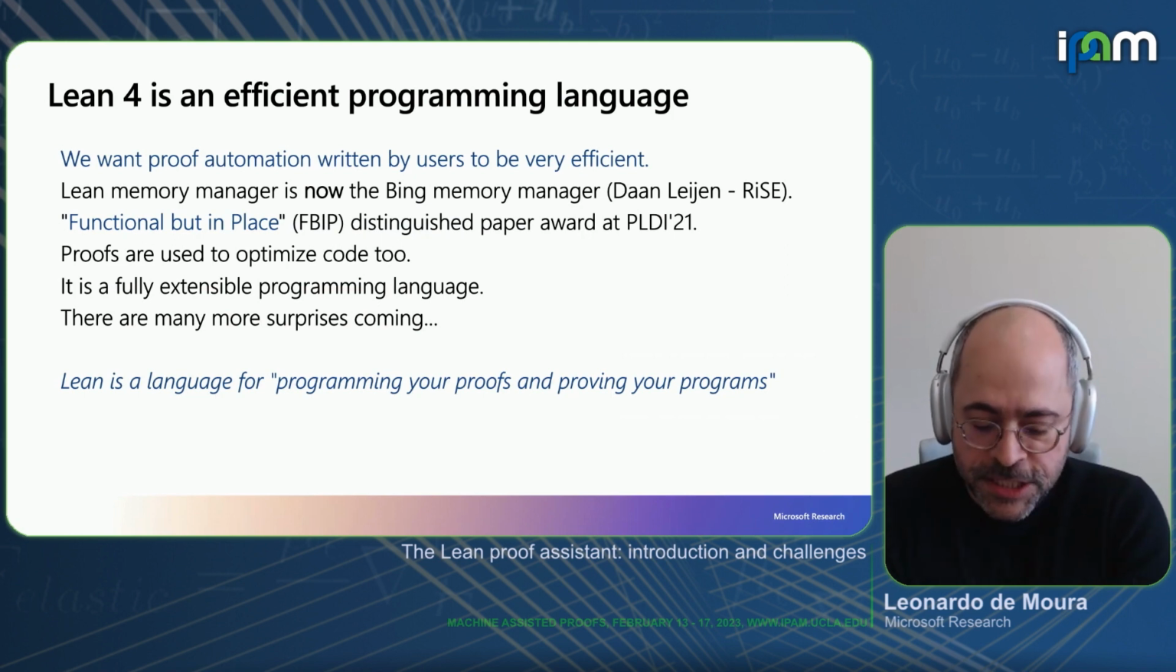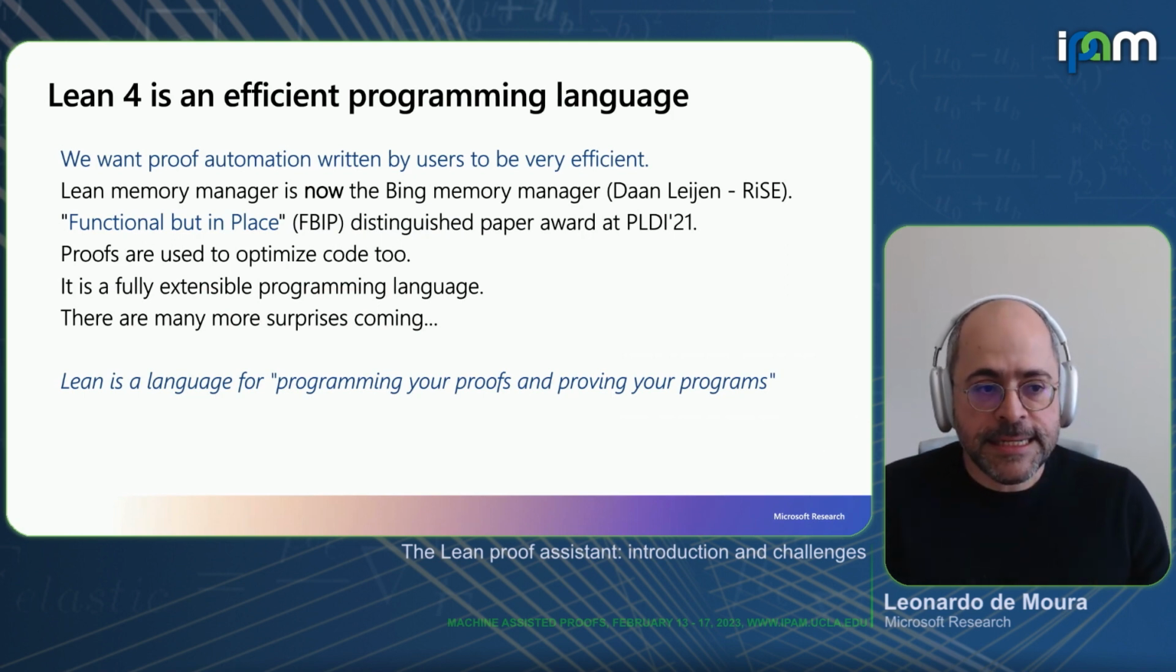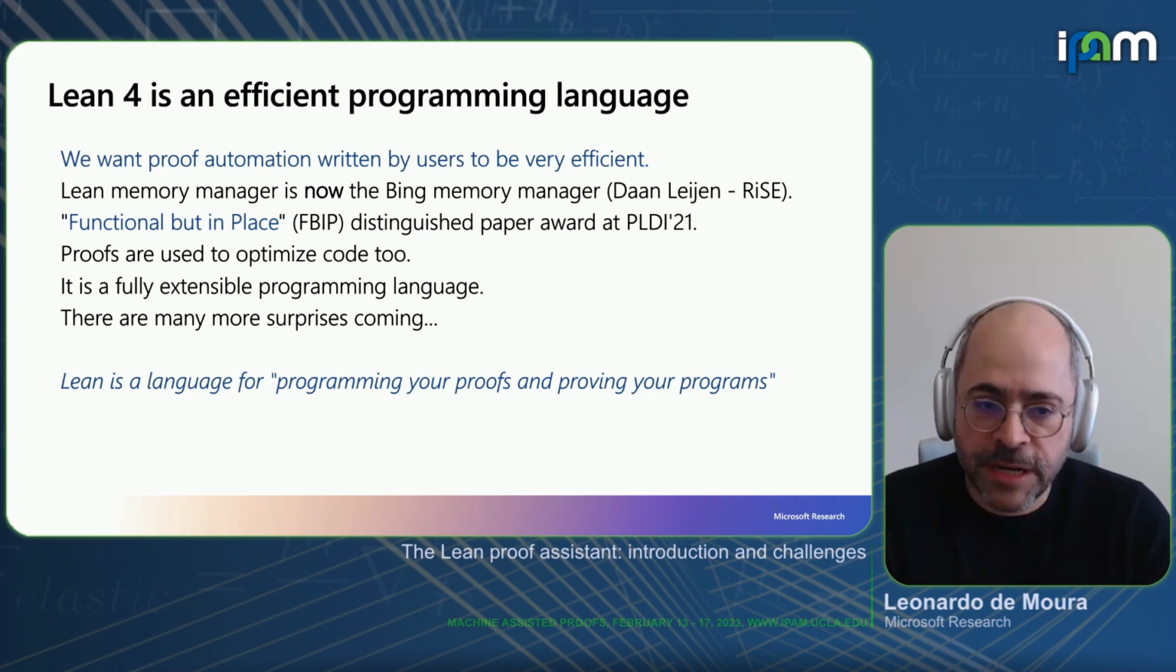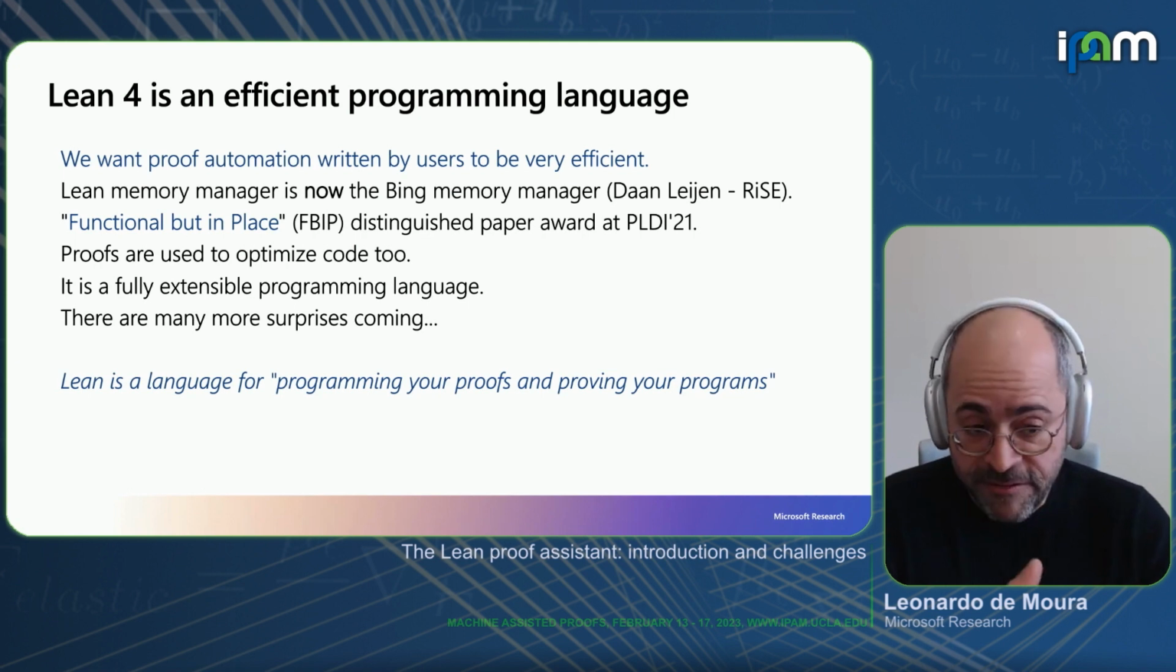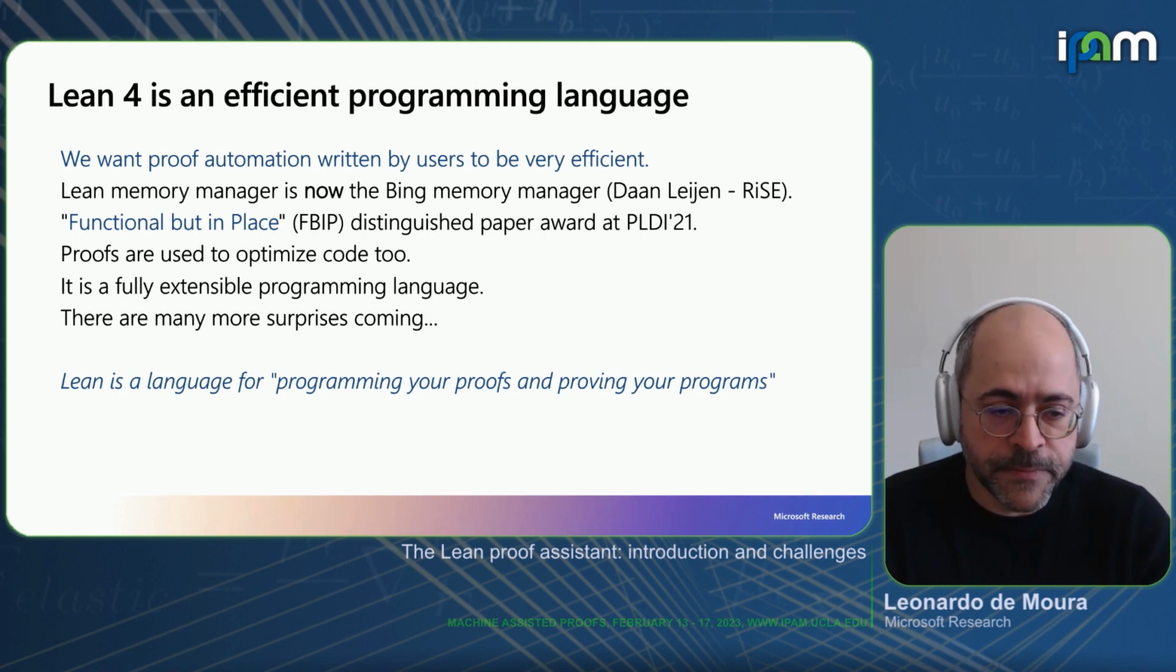Because people are writing these extensions, it's really important that Lean is also an efficient programming language. We want these extensions to be performant, right? And Lean is an efficient system. Lean 4 is an efficient system.